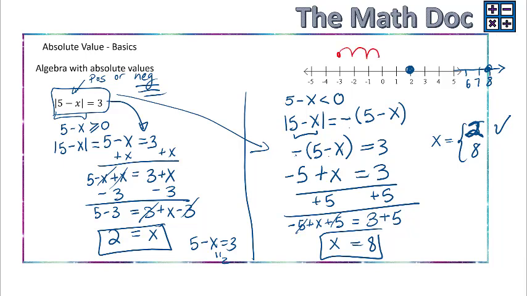Because we're measuring the distance of what's inside the absolute value from 0. So the absolute value is just 3, and again, we are okay.